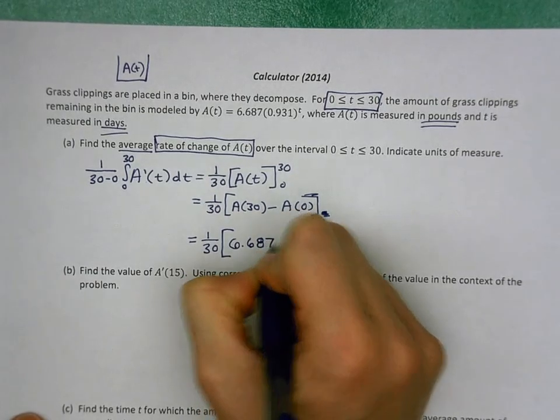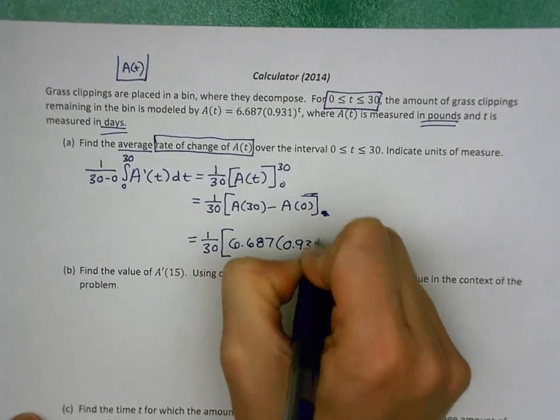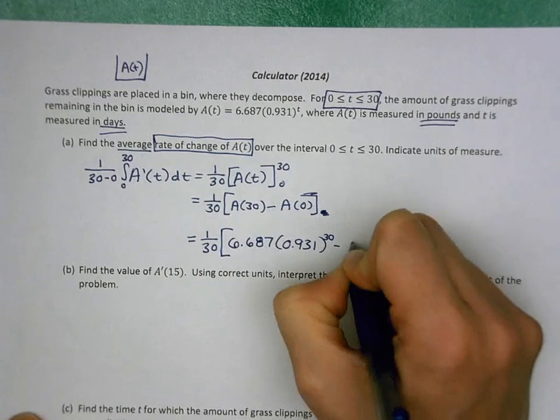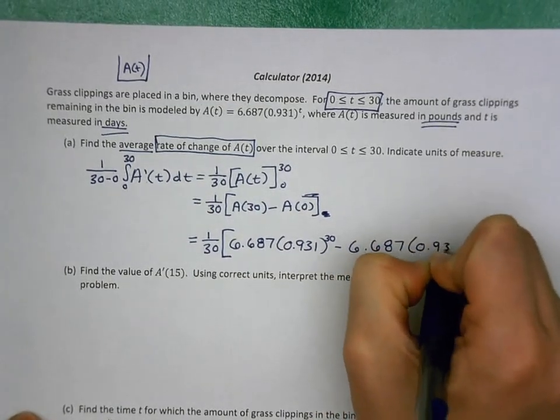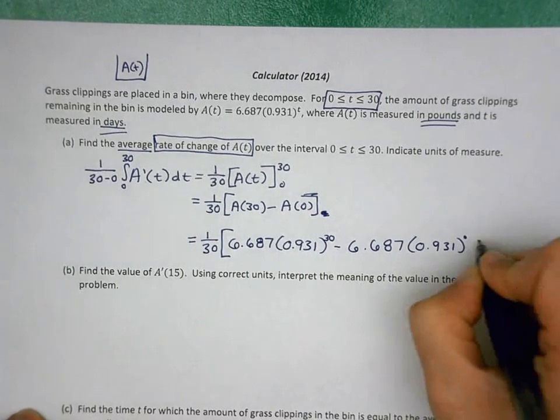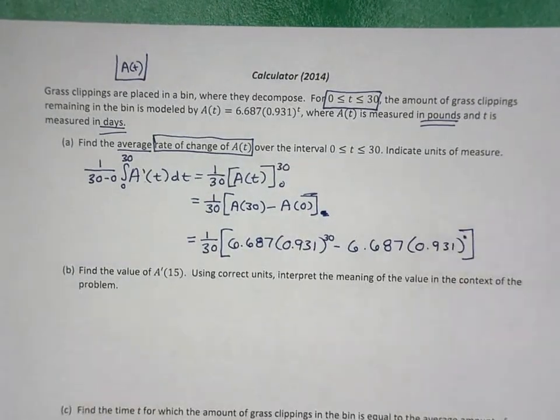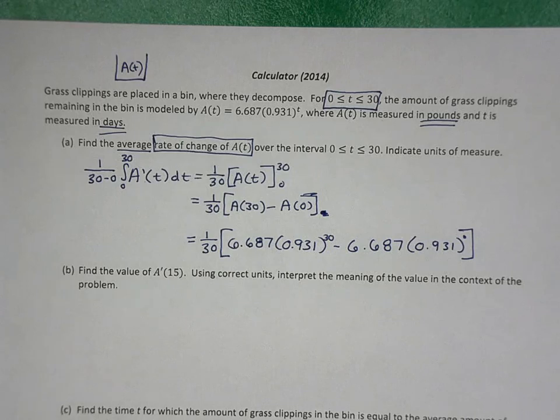6.687 times 0.931 to the 30th minus 6.687 times 0.931 to the 0. Right? And call it good. You've got your answer. Obviously, if you used your calculator in this particular case, you would get negative 0.197 or negative 0.196, depending on if you truncate or if you round. Okay?